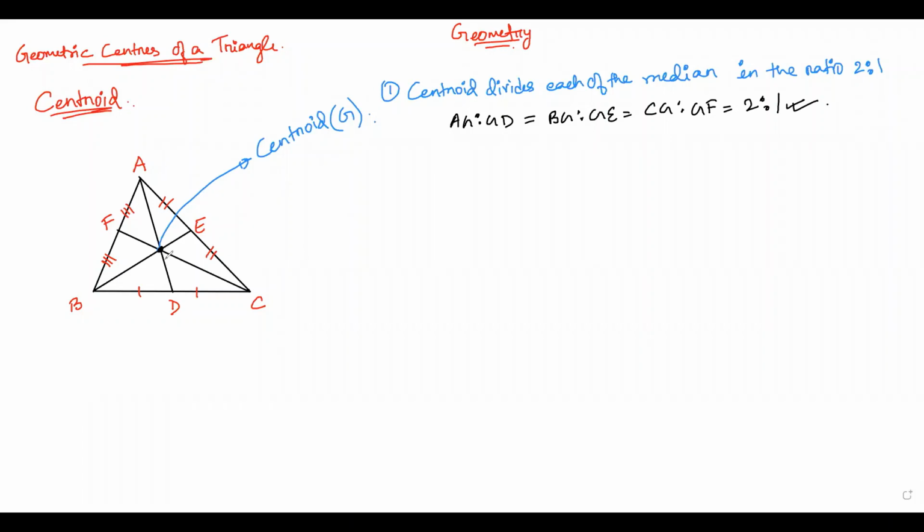Since AG is to GD is 2:1, AG can be written as 2/3 of the median length AD, and GD can be written as 1/3 of the median length AD. In a similar way, BG can be written as 2/3 of BE, and GE can be written as 1/3 of BE. And CG can be written as 2/3 of CF, and GF can be written as 1/3 of CF.